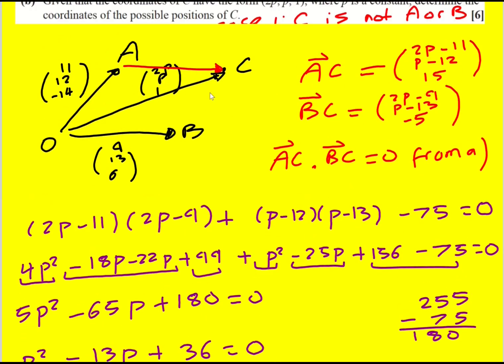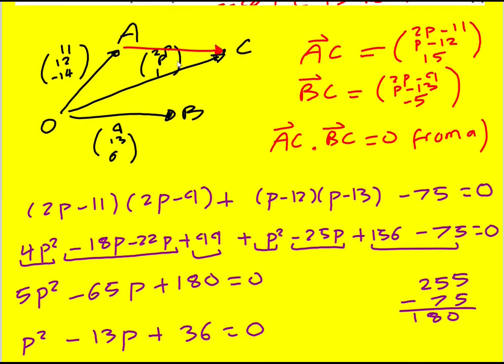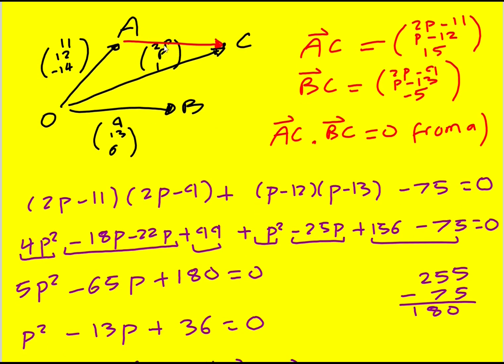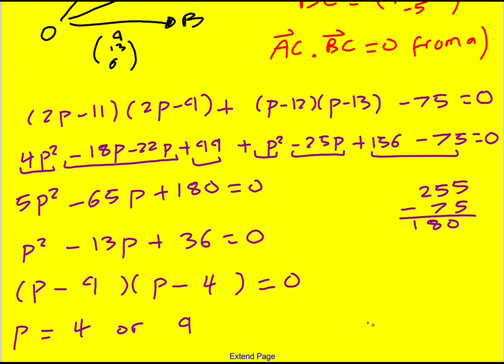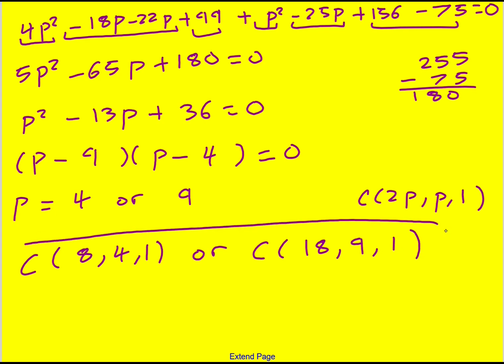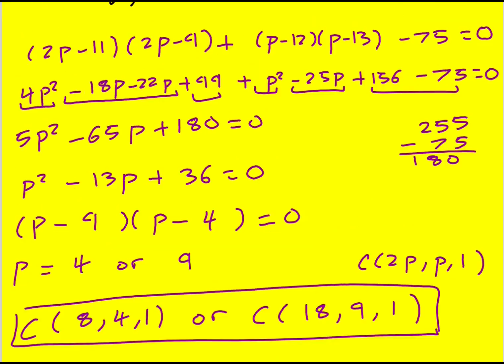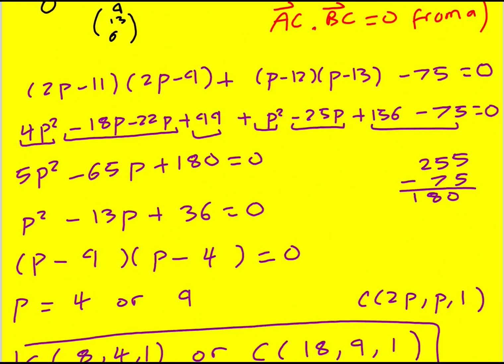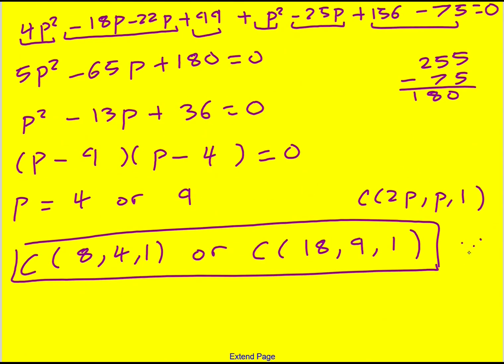And then finally, we want to work out positions of C. So I just got to sub it back into 2P, P, 1. So C is going to be 8, 4, 1, or 18, 9, 1. Those are my two possible positions. Again, there's alternative ways to do that, but this is a pretty solid method, so I'm not going to go into any more. Have a look at the mark scheme if you're interested. And well done on this question.